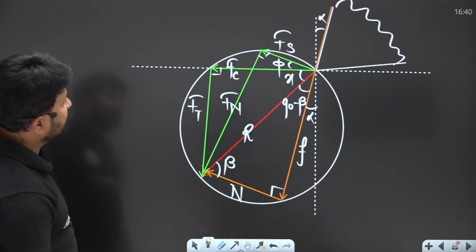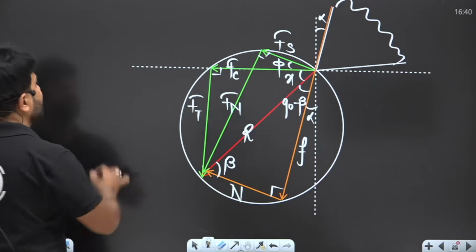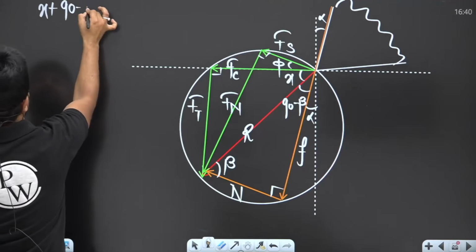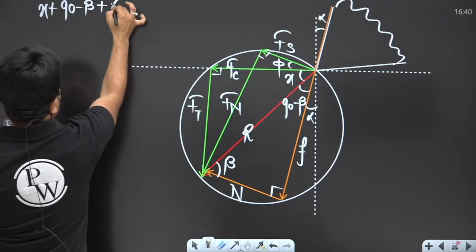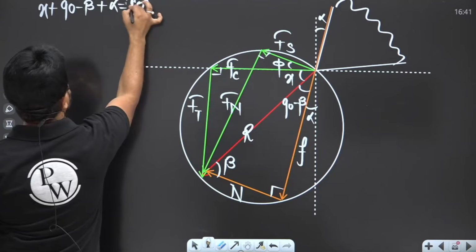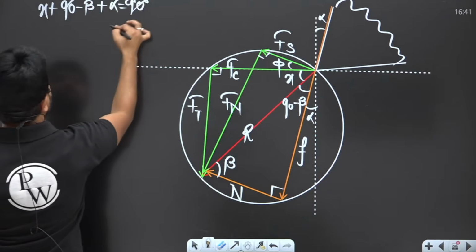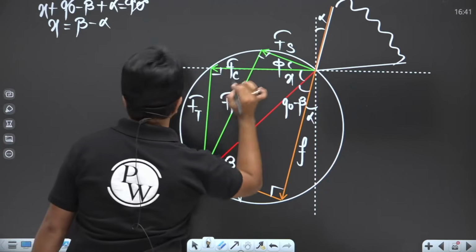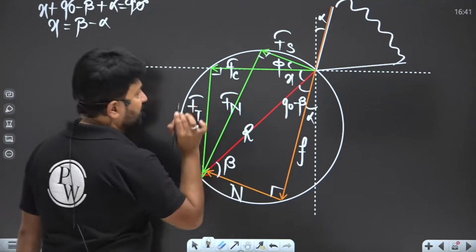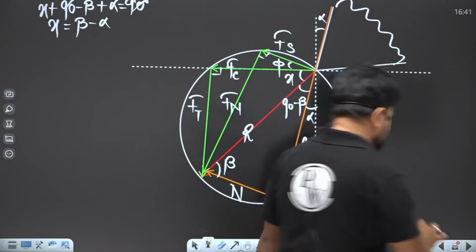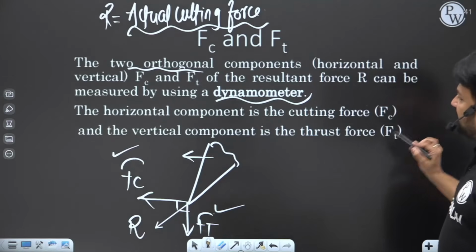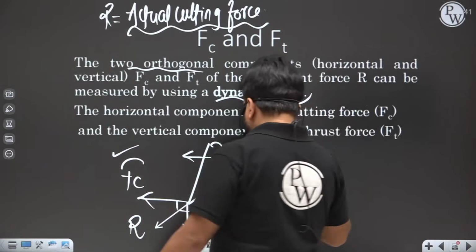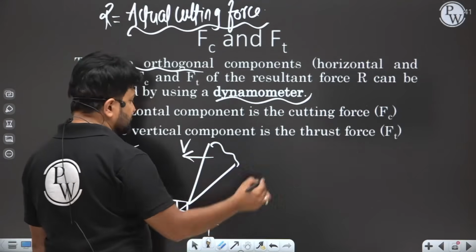Now can we get the value of x? Yes, because x plus 90 minus beta plus alpha equals 90 degrees. So the 90 cancels, and x comes out as beta minus alpha. Again I am going to repeat, with the help of a dynamometer you are able to find Fc and Ft. Basically Fc is acting in the direction of the cutting velocity.